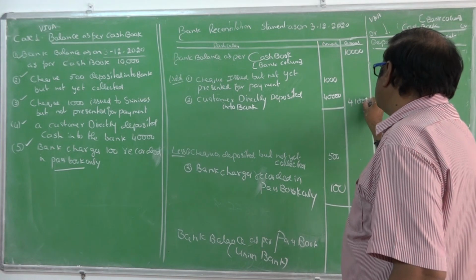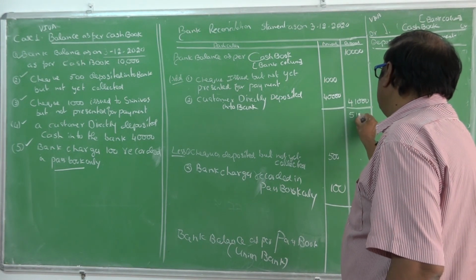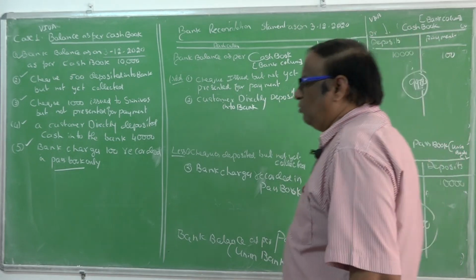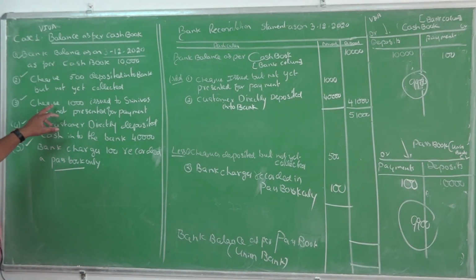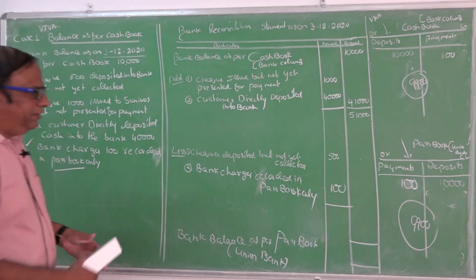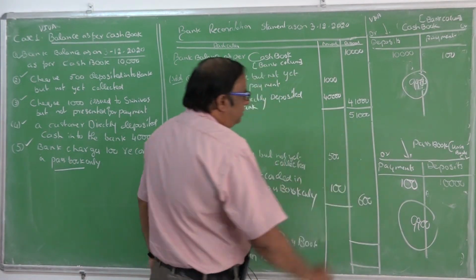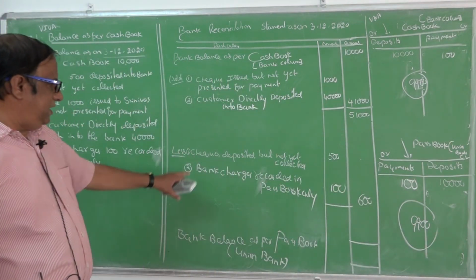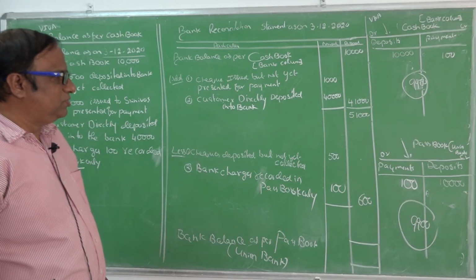How much do I have to add? 41,000. Because the passbook is increasing, it comes as 51,000. Why have I added the 41,000? What happened? Check issued and customer directly deposited. Now how much do I subtract? 600. Why do I have to subtract 600? Checks deposited but not collected, and bank charges recorded in the passbook only.